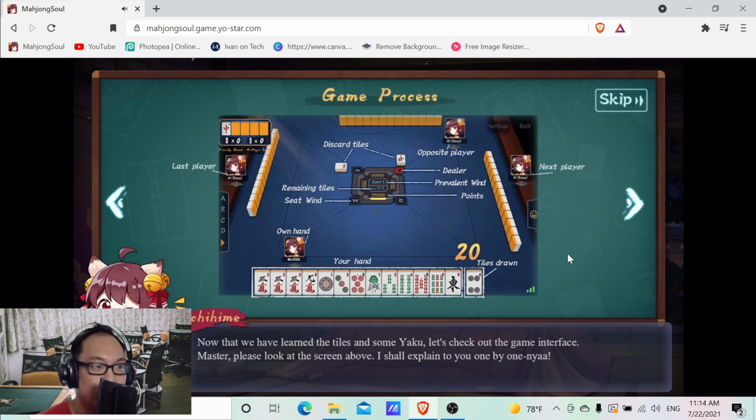Okay, so it's going through the game's process. Basically everyone draws a tile, everyone discards a tile. That's basically the way the game works.